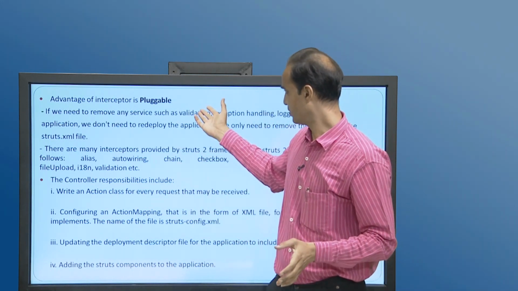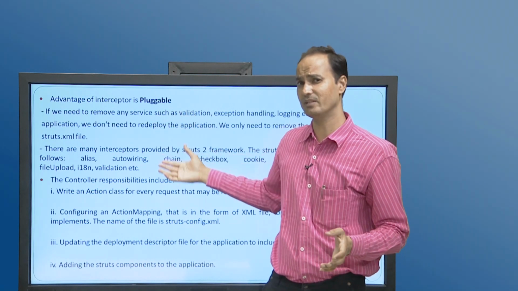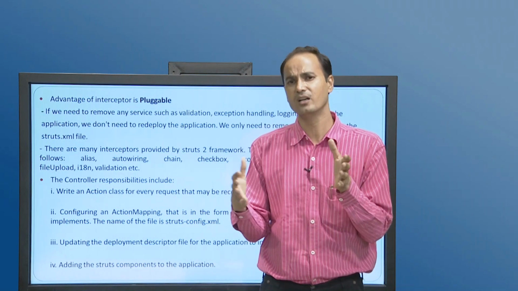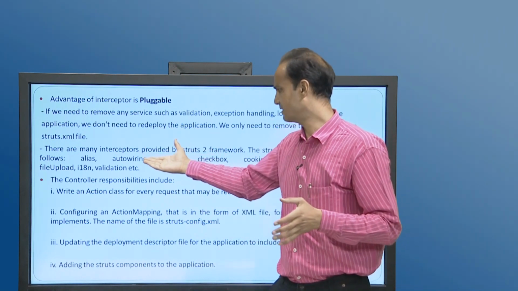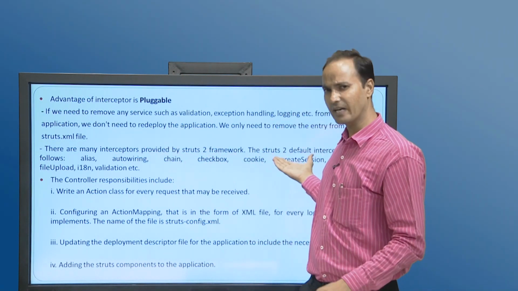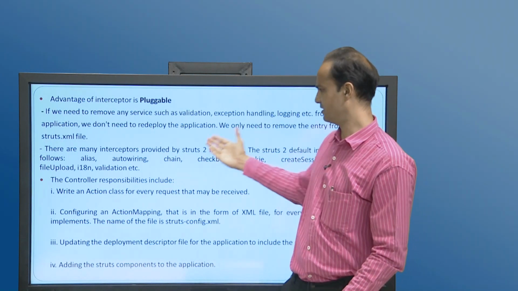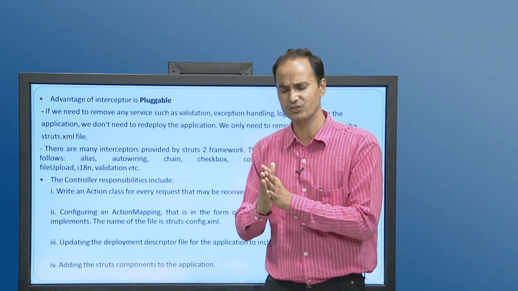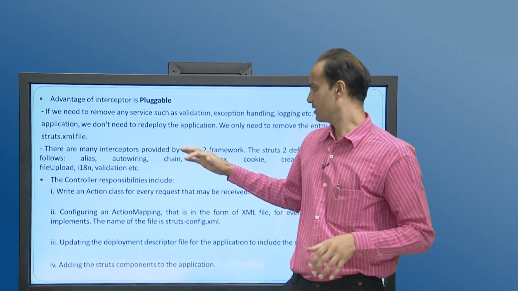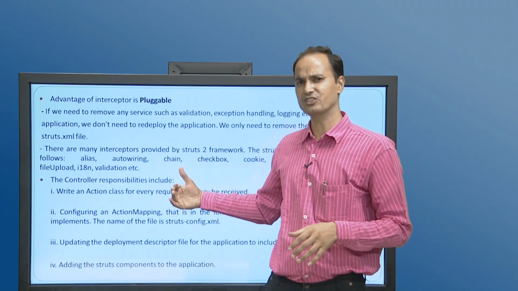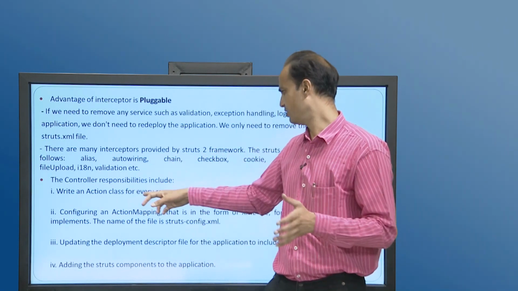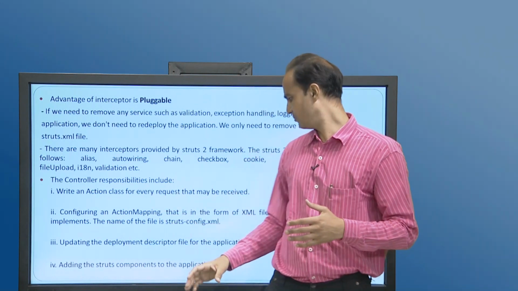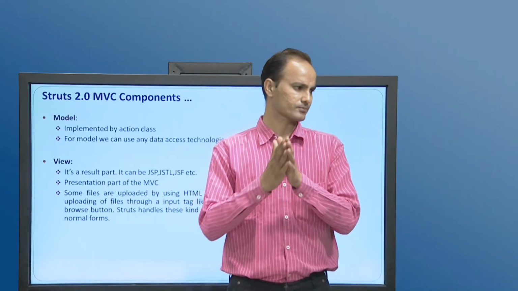So, what other inbuilt interceptors are there? A list of interceptors is available in the Struts 2.0 framework. A few are listed like this: alias, autowiring, chain, checkbox, and the list goes on. These are a few that are listed here, but you can get the full list from the Struts 2.0 framework. The controller is responsible for invoking the action class for serving the request, configuring the action mappings, updating the deployment descriptor and adding the Struts components to the application.